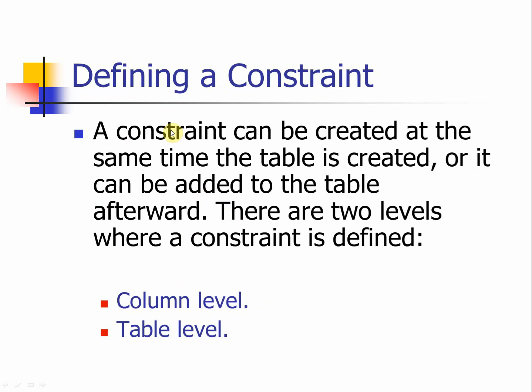So a constraint can be created at the same time that the table is created, or it can be added after the table is created. Therefore, there are 2 levels where a constraint is defined. One is the column level, indicating that when you define each column, you also define the constraint. That's what we call the column level. And you can also define the constraints after all the columns are defined inside of the table creation, or later we can learn how to do alter table so that we can add more constraints to the table that we already created.